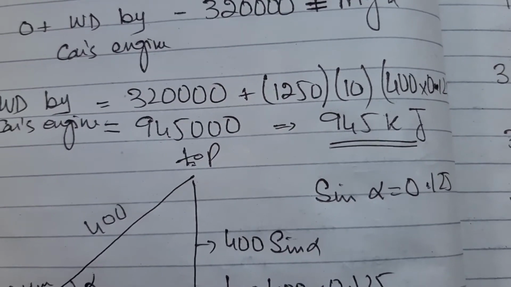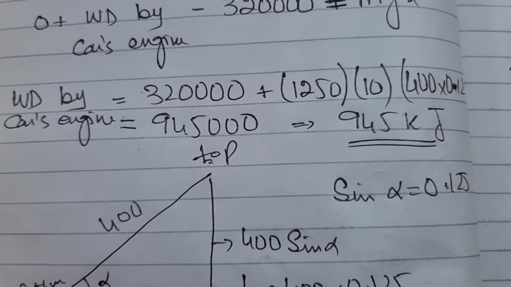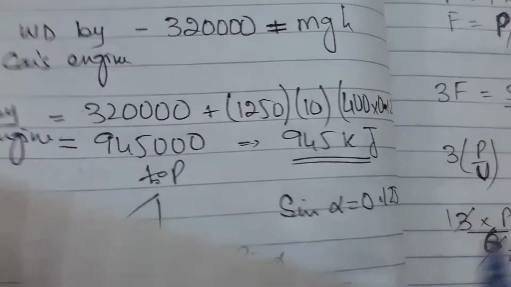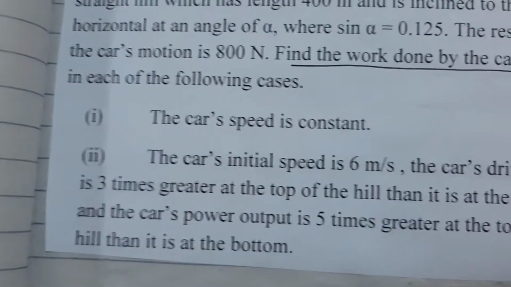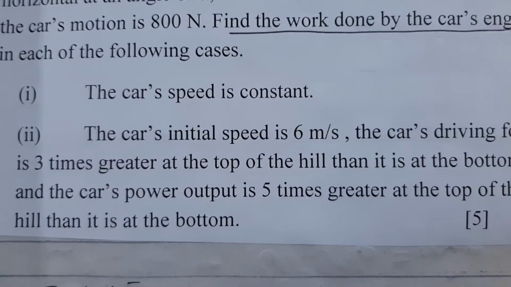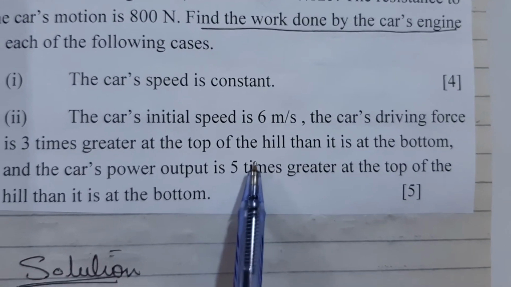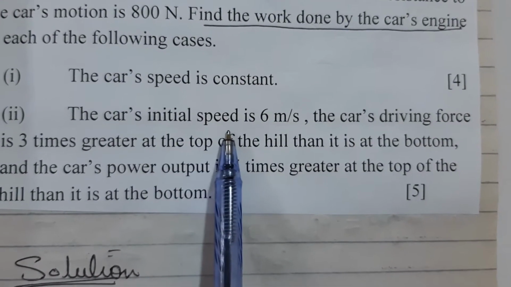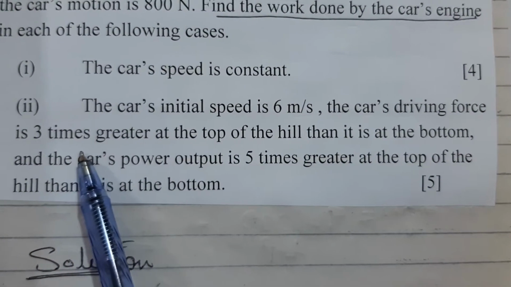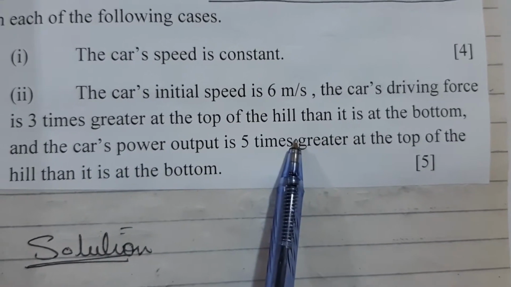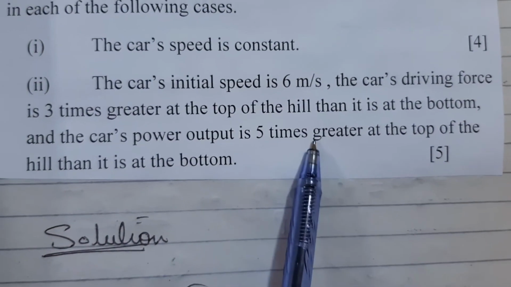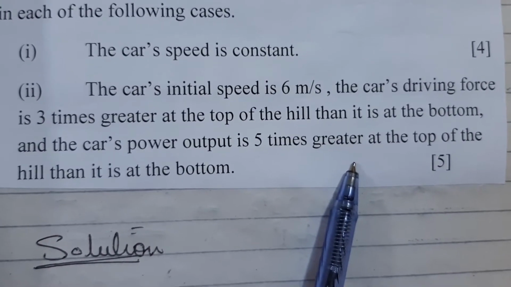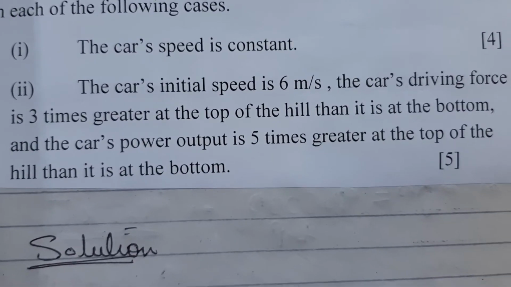Let's see the second and last part of the question. In this part, the funny thing is, which I don't know why, but the students usually get confused by the relationship. The question was saying that the car's initial speed is 6, the car's driving force is 3 times greater at the top of the hill, and its power is also 5 times greater at the top. So at the top, driving force is 3 times the bottom one, and power is 5 times, right?